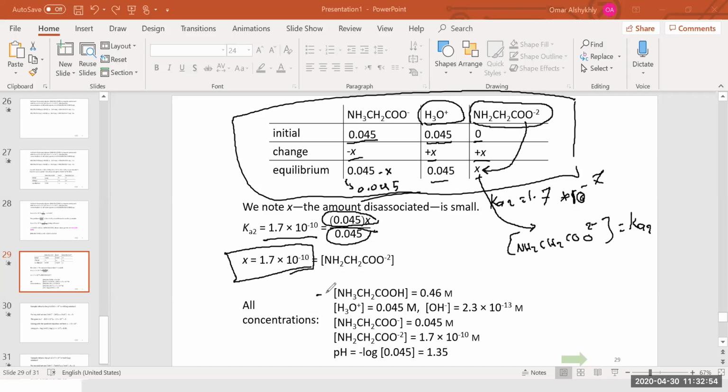The acid, we calculated, H3O positive is going to be from the first table, 0.045, or it will be 2.3 times 10 to negative 13. This species 0.045, the species which we took, it's equal to the Ka2, which is 1.7 times 10 to negative 10. Now the pH, minus log of the concentration of H3O positive, equals 1.35.